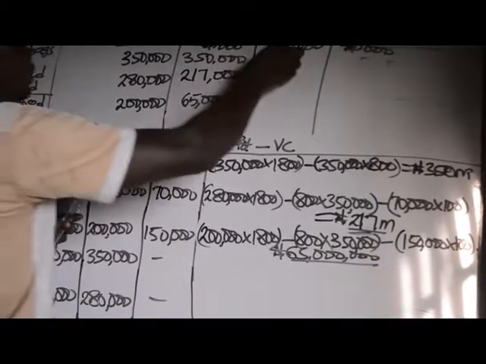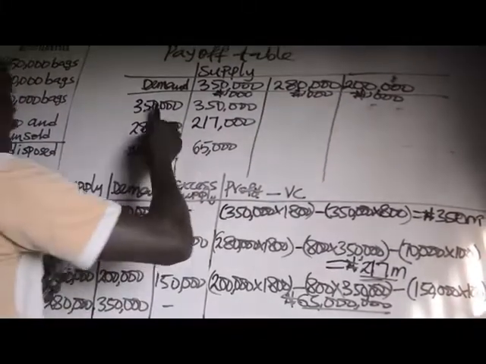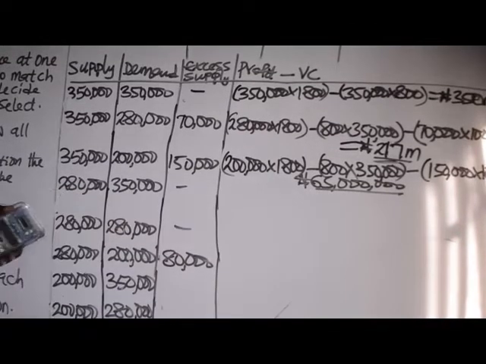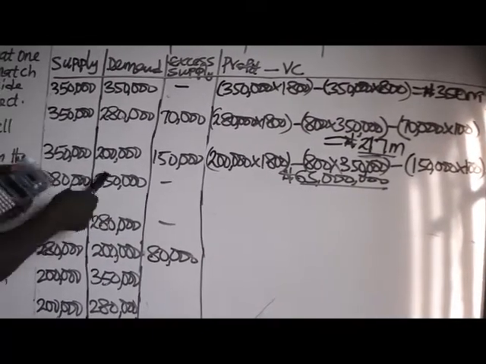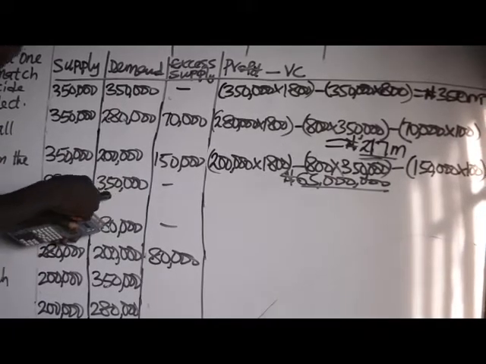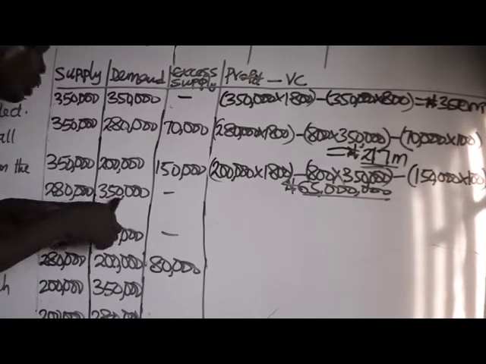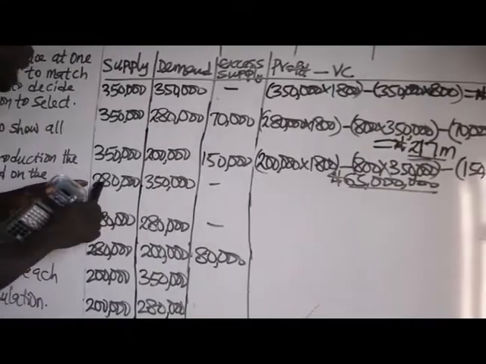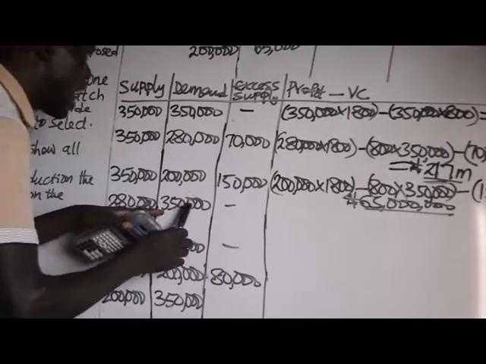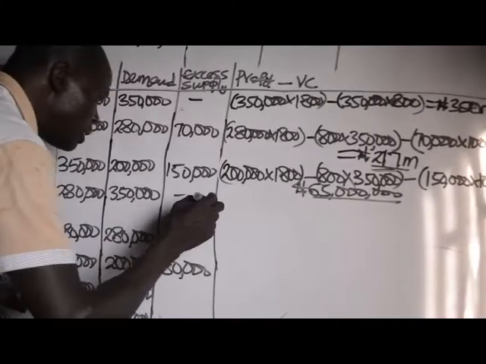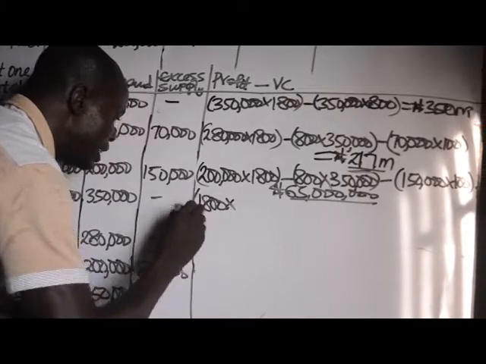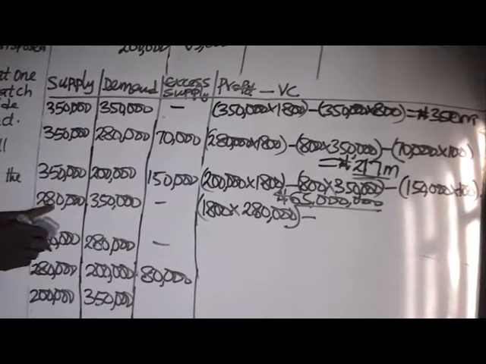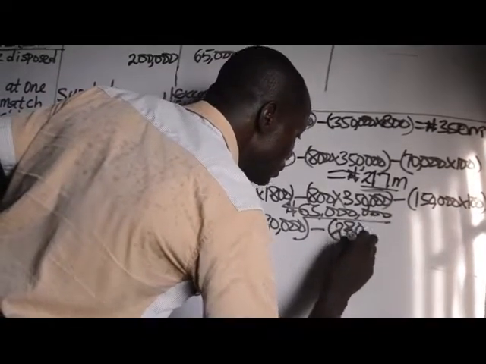Then when 280,000 units are supplied and 350,000 units are demanded, supply is 280,000, while demand is 350,000. In this case, there is excess demand. You cannot sell 350,000 because you cannot sell what you do not have. The number of units sold will be limited to the units supplied. Therefore, the revenue will be from 280,000 sold, not 350,000, because you didn't have up to 350,000. So, the revenue is 1,800 per unit times 280,000 units sold, minus the cost of the 280,000 units supplied, 280,000 times 800.